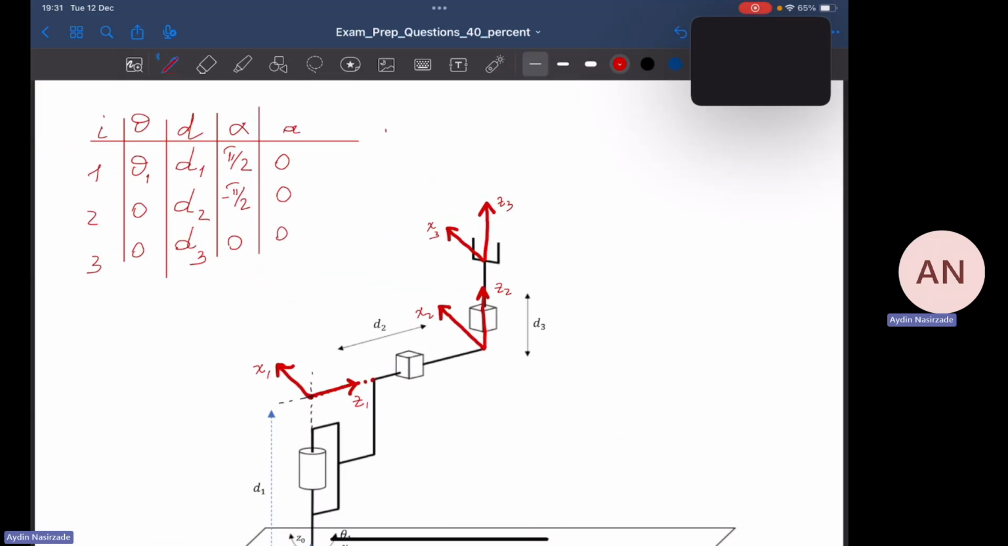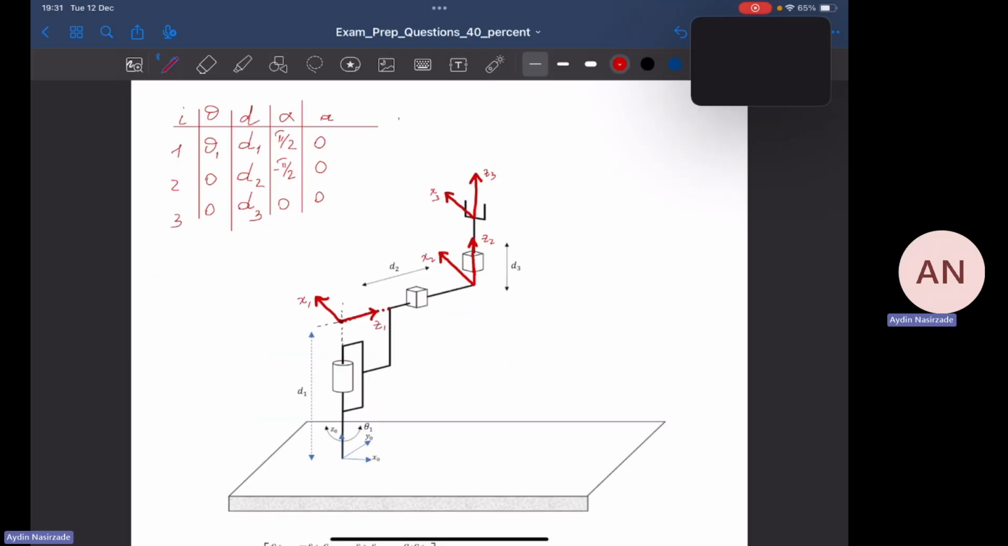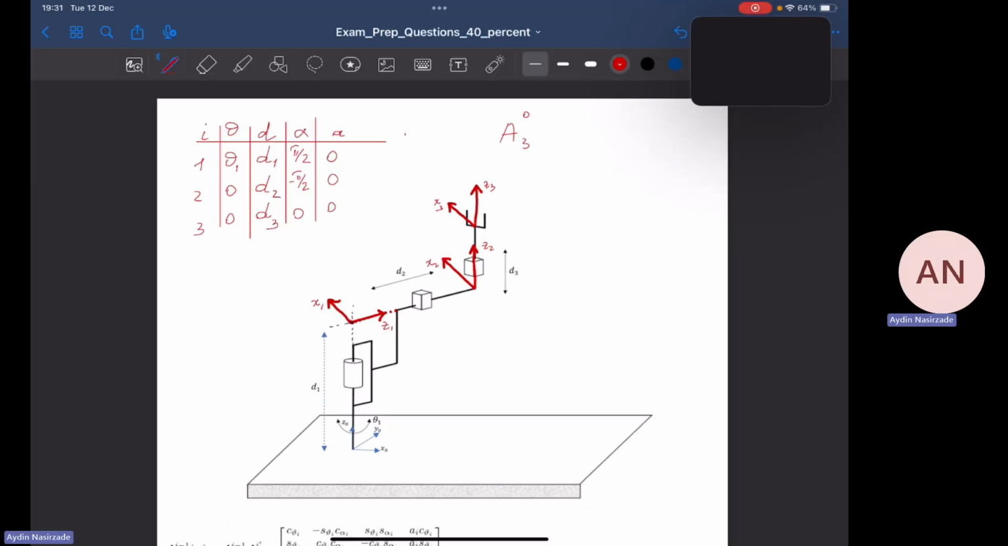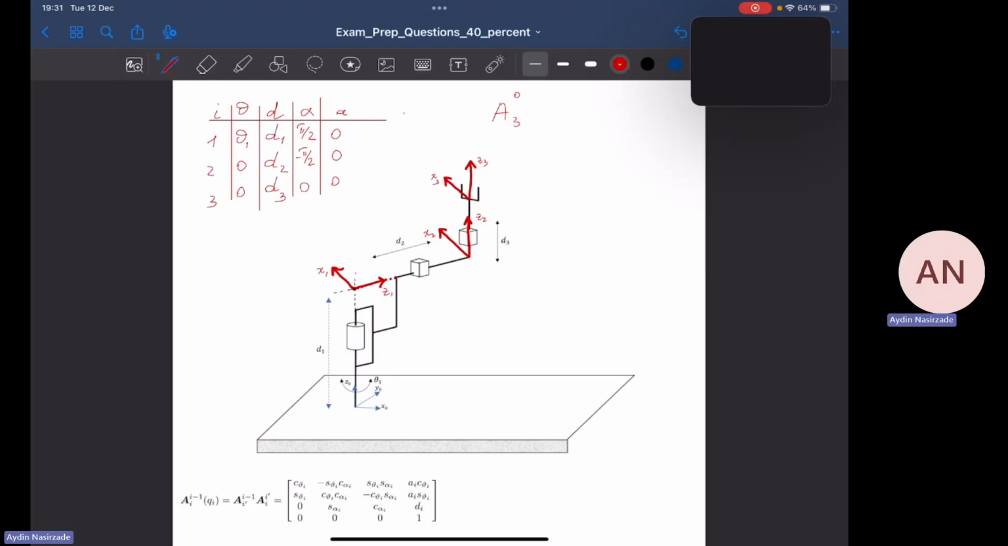DH parameter table, from which you can find the direct kinematic equations, right, to get the homogeneous transformation matrix of frame 3 with respect to frame 0. That's it. So one of your tasks for this problem is to assign the frames, which has been done already. Then the DH parameter table, which is done as well. What else? The Jacobian matrix. The next task is to find the Jacobian matrix.